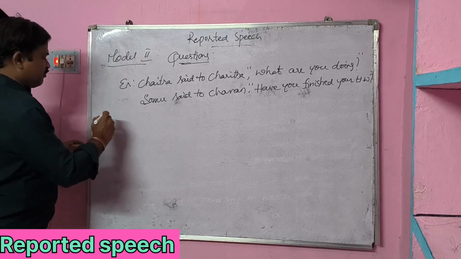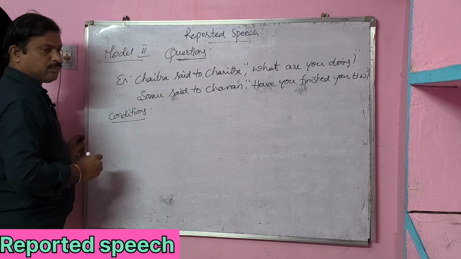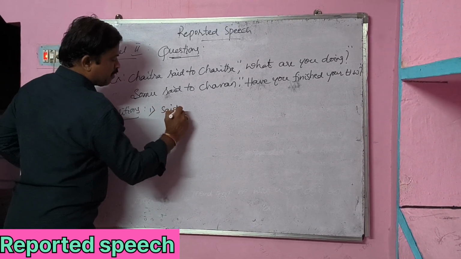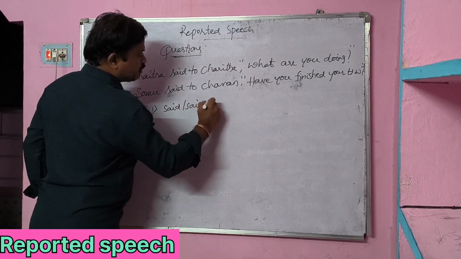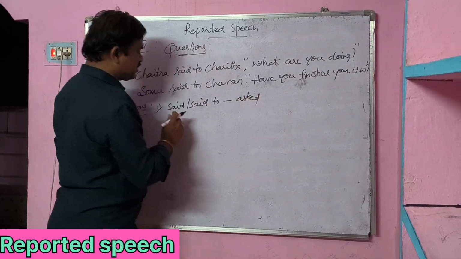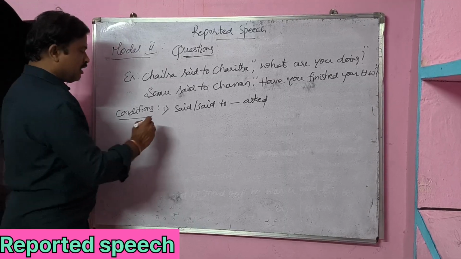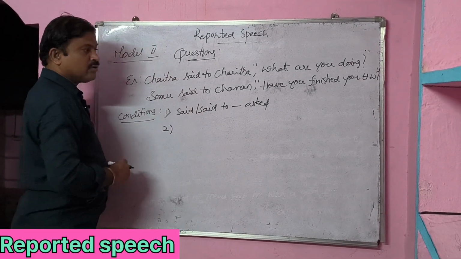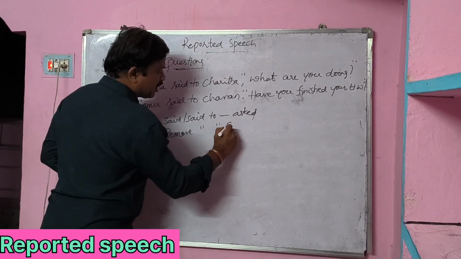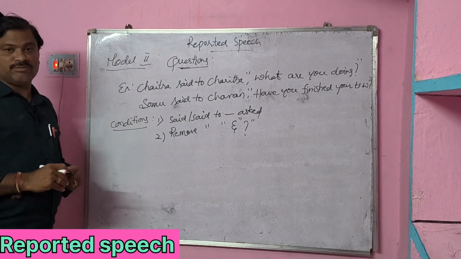Anyway, first of all, we have conditions to change into reported speech. The first condition is, instead of said or said to, write simply asked. Write simply asked. Instead of said or said to, in the reported speech, write asked. Again, the second condition is to remove inverted commas and the question mark also. Means we don't have any right to use the question mark.